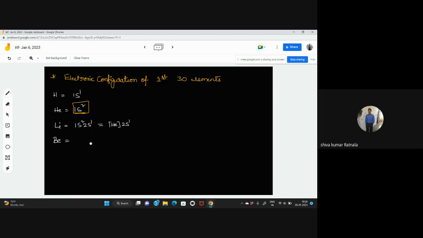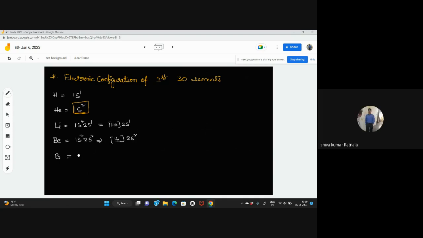Beryllium atomic number is 4. First, what will we write? 1s2, then 2s2, and 1s2 can be written as helium, since those electrons are already there. So helium core 2s2. Beryllium, next to boron.